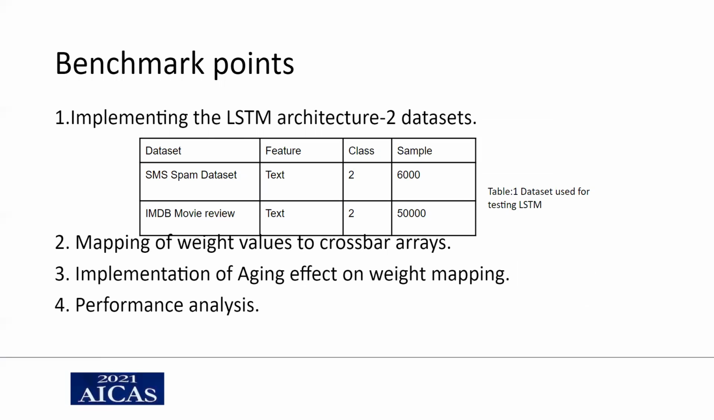For implementing the neural network, we are considering two dataset cases. The first one is the SMS spam dataset, and the next one is the IMDb movie review dataset. Both are in text format and both contain a binary classification problem. After getting the neural network structure, we take the values into a crossbar array format, and then we apply the aging to the crossbar arrays after the weight mapping. After applying the aging, we analyze the performance of the neural network structure again.